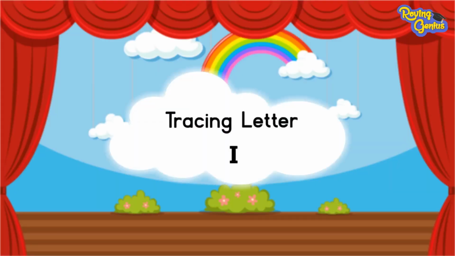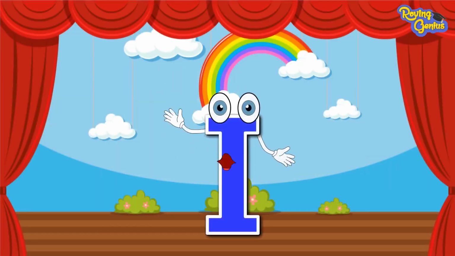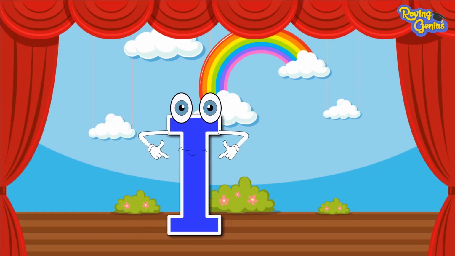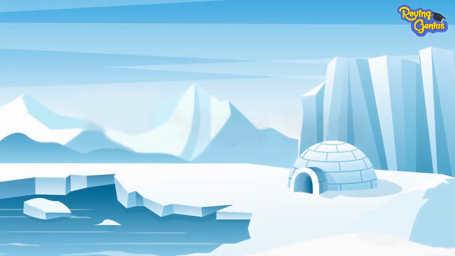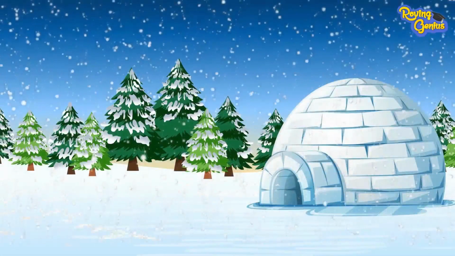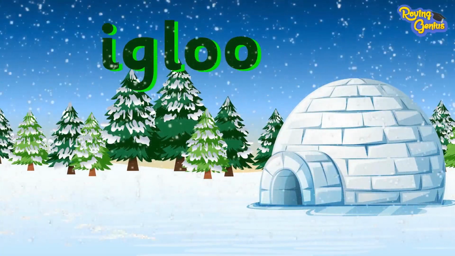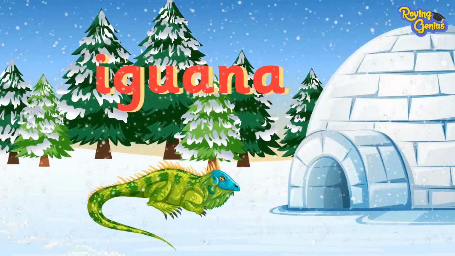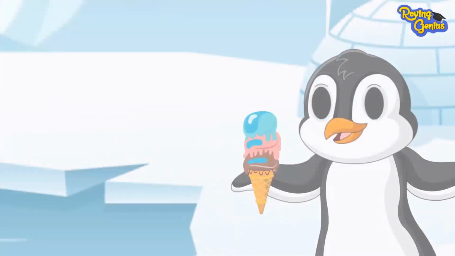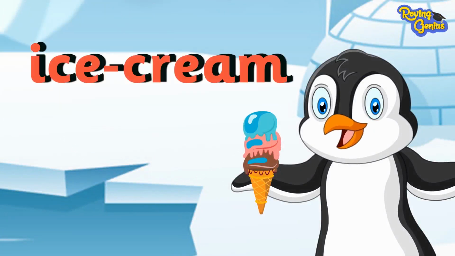Tracing letter I. How are you, kids? I am capital I. Hi there, I am small I. Letter I sounds I. Ice. Igloo. Iguana. Ice cream.